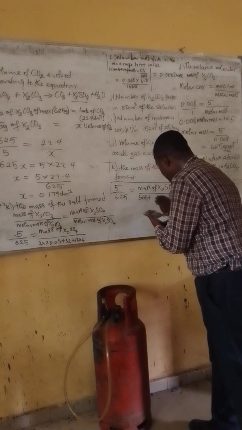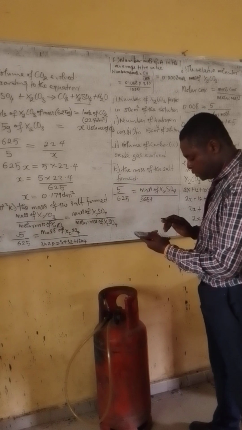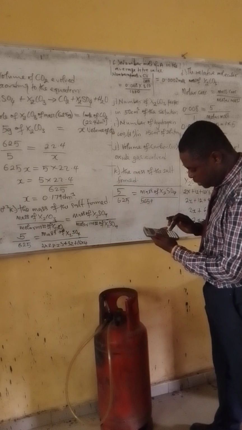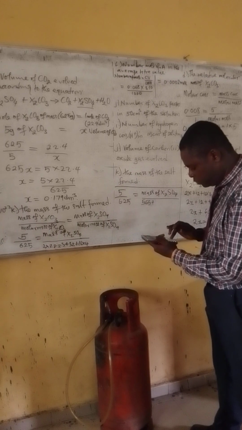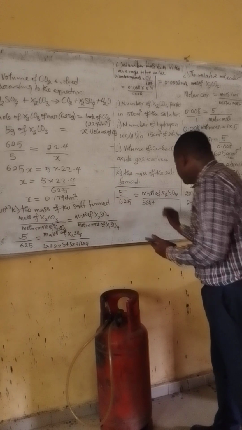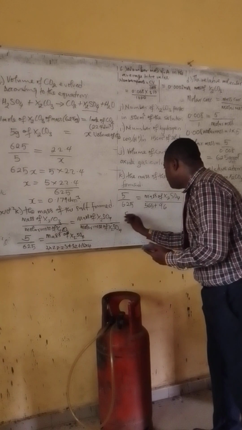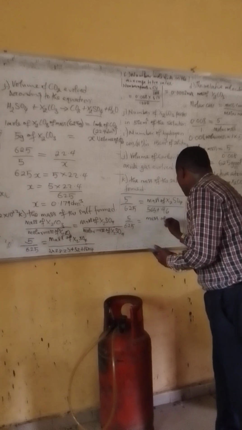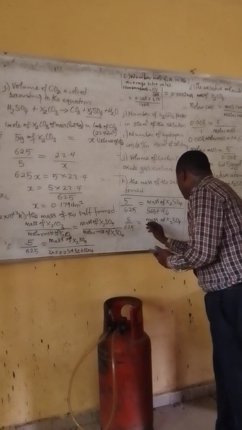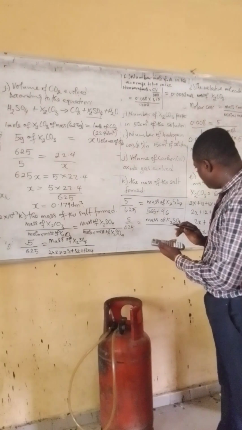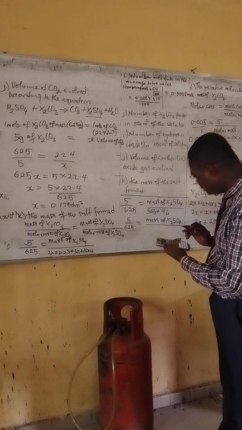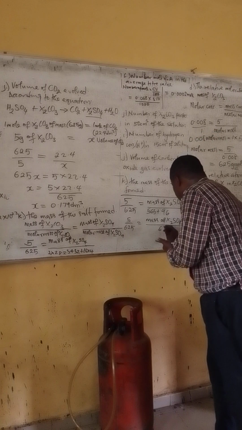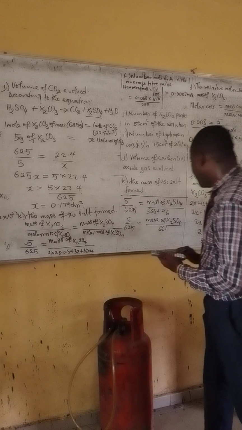Now plus 16 times 4, that's 64, plus 32. That's 96. So we have 5 over 625 is equal to mass of X2SO4 over, then we add up, we have 96 plus 565. Our answer is 661. So we cross multiply and divide both sides by this.